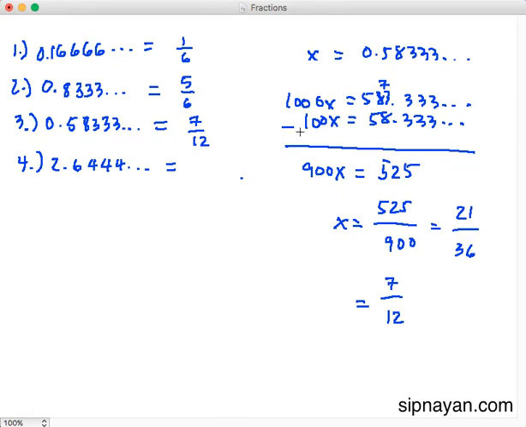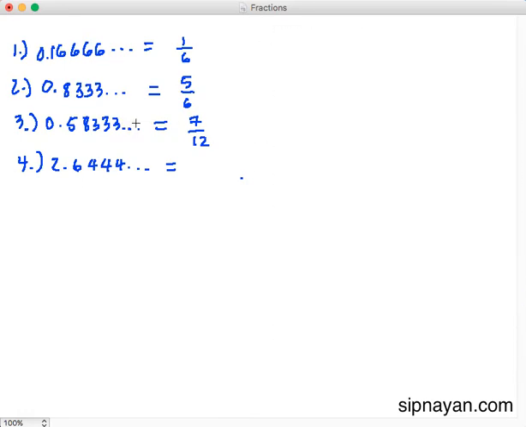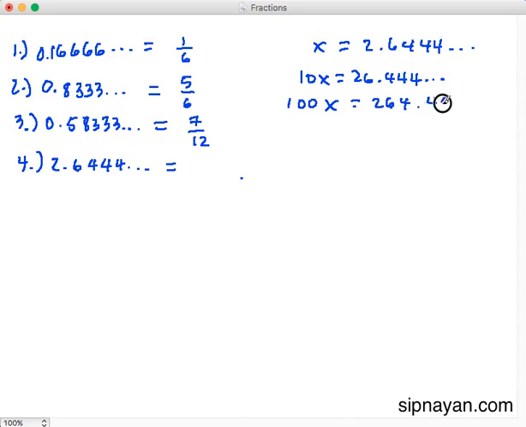Now for our last number, we have 2.6444. So may whole number to, no? I think the process is the same. Dapat magkakaroon tayo ng number na may 0.4444. Dalawang numbers. So I think it's obvious, we can multiply by 10. So x equals 2.6444 and so on. And then we have 10x equals 26.444 and so on. And then we can have 100x also, which is 264.444 and so on.